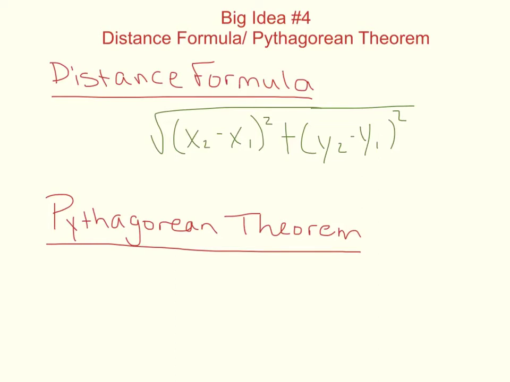The Pythagorean theorem is a squared plus b squared equals c squared. Remember, c is your hypotenuse or your longest leg.